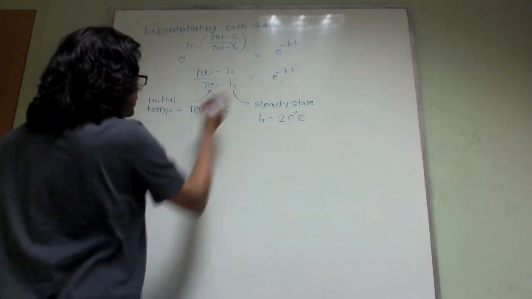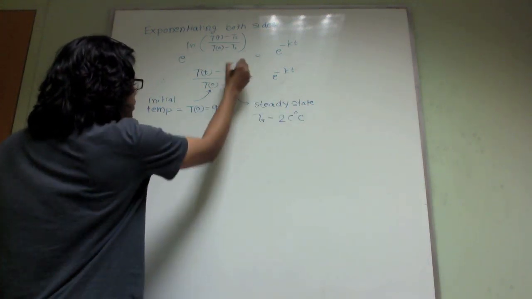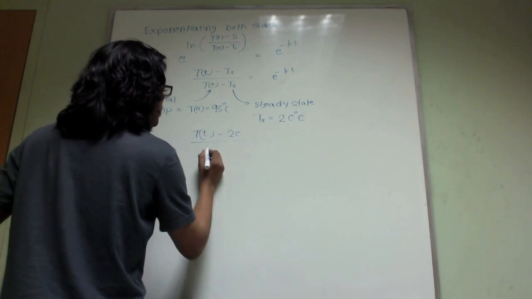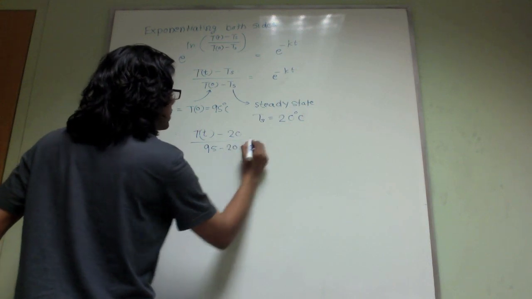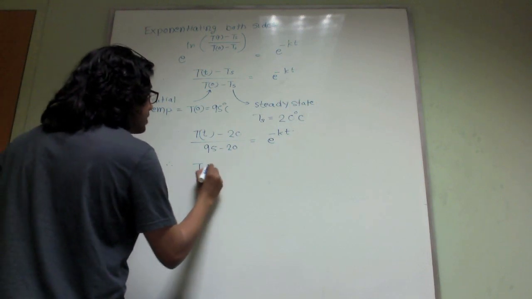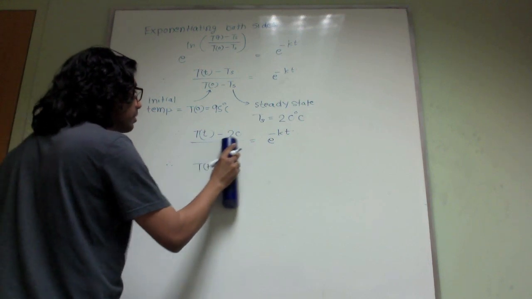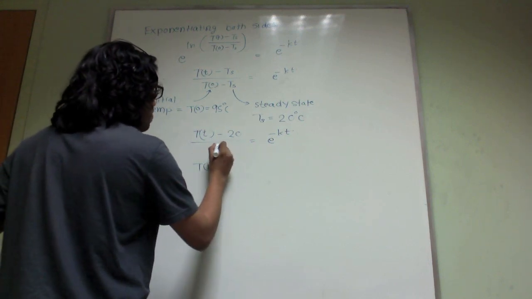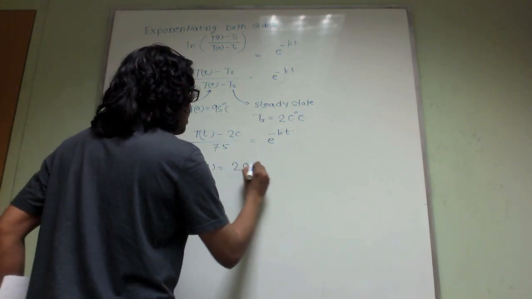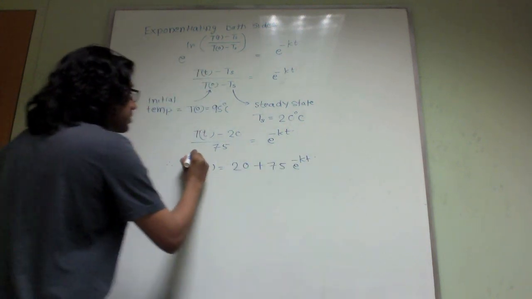So we substitute these things. 95 minus 20 is 75. So it is (Tt minus 20) divided by (95 minus 20) is equal to e to the power minus Kt. Therefore, I can just replace 95 minus 20 by 75, and I have Tt is equal to 20 plus 75 e to the power minus Kt. So this is precisely what we wanted.